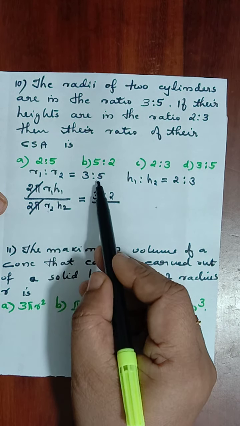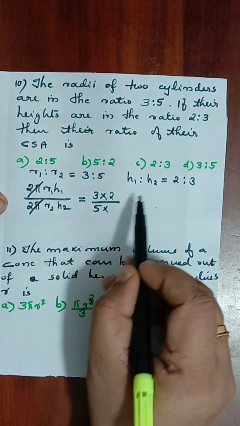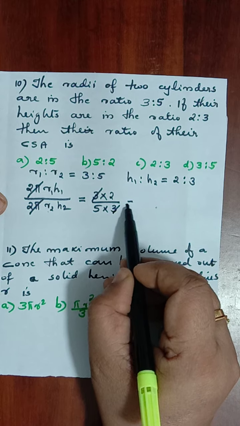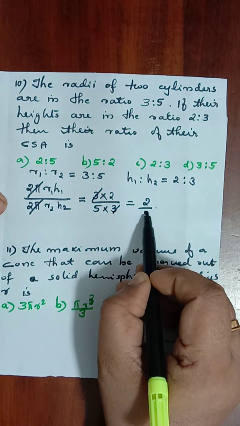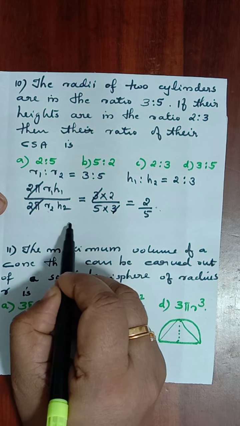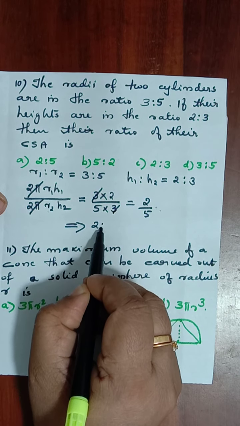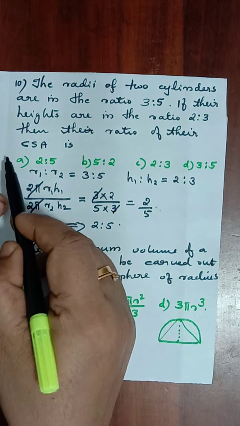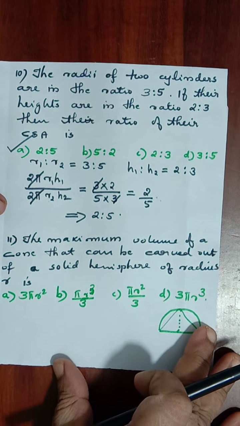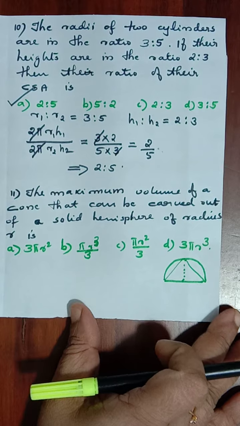R2 H2: R2 is 5 into H2 is 3. So let us cancel this. Here we are getting 2 by 5, which is 2:5. This implies our answer is 2:5, that is option A. Now let us see the next question.